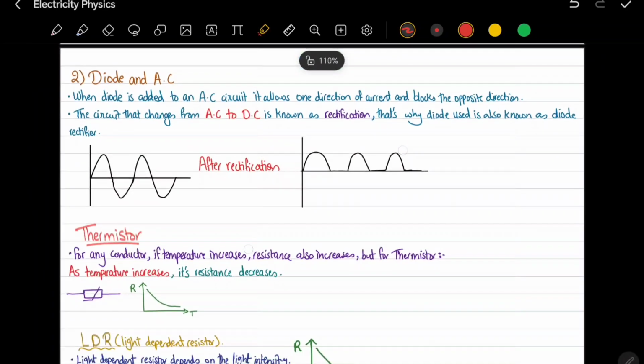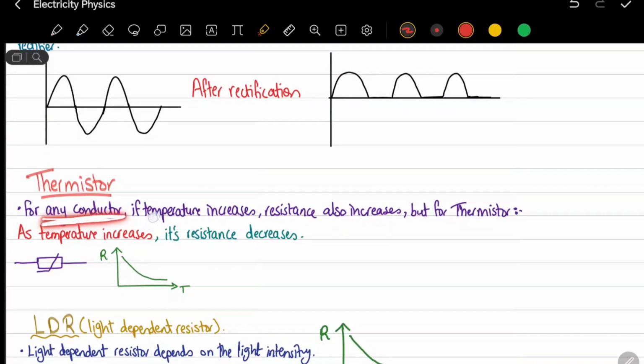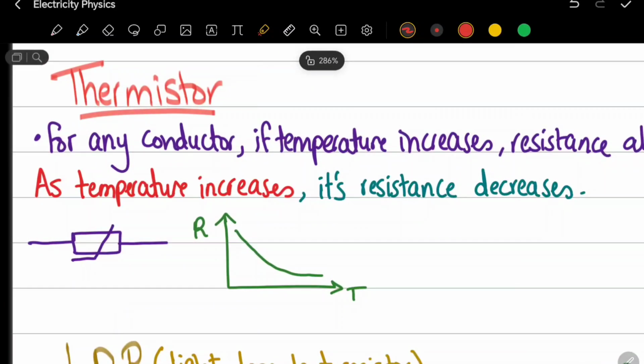Now, moving on to thermistor. For any conductor, if the temperature increases, the resistance will also increase. This is the normal principle. But for thermistor, as temperature increases, its resistance decreases. So for thermistor, as we increase the temperature, the resistance will decrease, and vice versa: as the temperature decreases, resistance increases. So make sure to take note of that. And this is the symbol of thermistor. Whenever we want to draw a thermistor, this is how we will draw it. And this is the graph that represents the relationship between the resistance and the temperature.